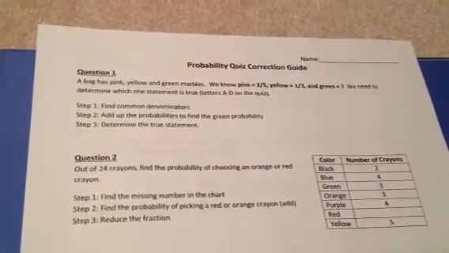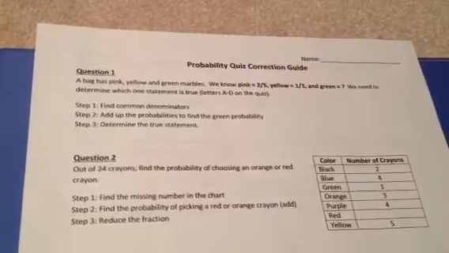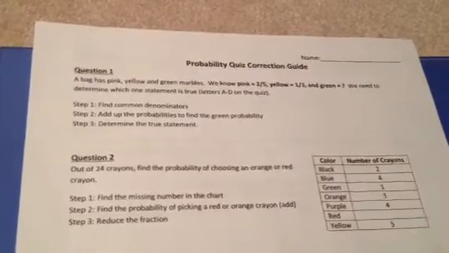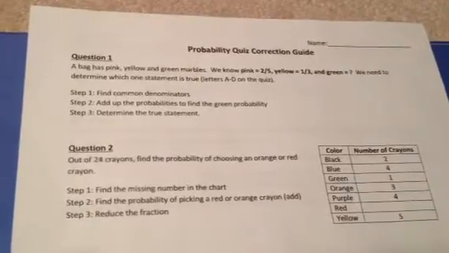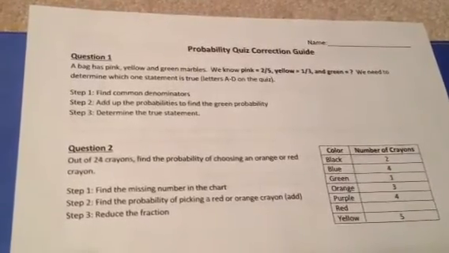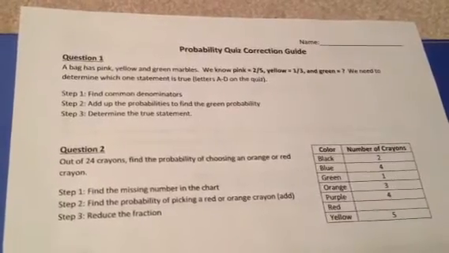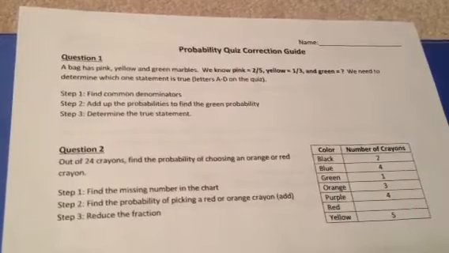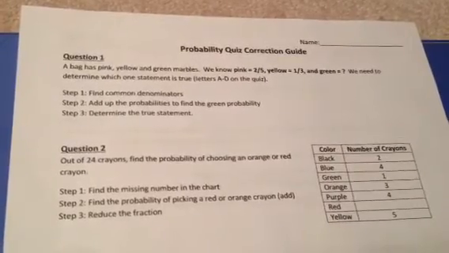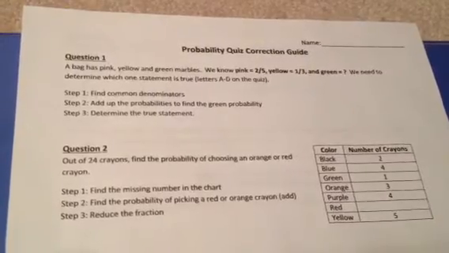This is a guide to help you find answers to do corrections for the probability quiz that we took a couple weeks ago. So for question 1, if you look at your quiz and the sheet, you see that you have 3 different colored marbles: pink, yellow, and green. We know that the pink has 2/5 of a probability of being chosen, the yellow has 1/3 of a probability of being chosen, and we don't know the green.